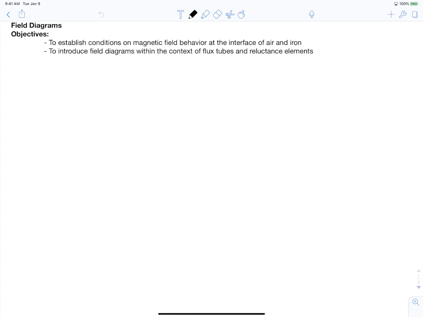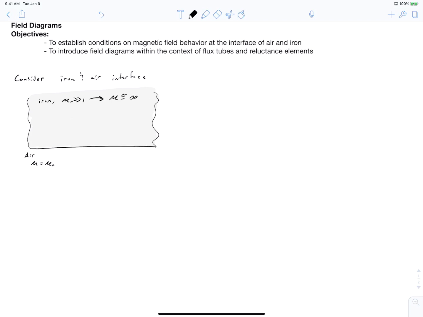So let's start with the first objective, which is going to be used in order to make the second objective possible: establishing conditions on the magnetic field behavior at the interface of air and iron. Suppose that we have some big piece of iron which has a relative permeability that is much, much greater than 1. And that means that compared to our air gap, which has a permeability equal to mu naught, we can pretend that our iron permeability is approximately infinite. It's just so large compared to the air gap permeability.